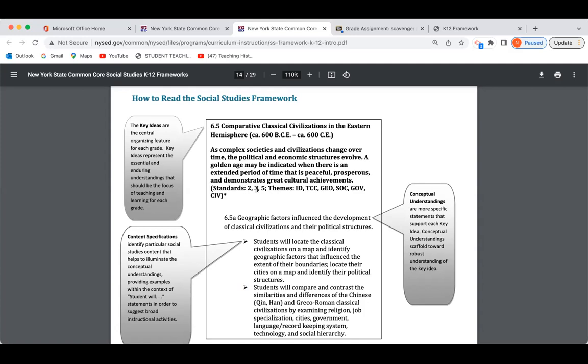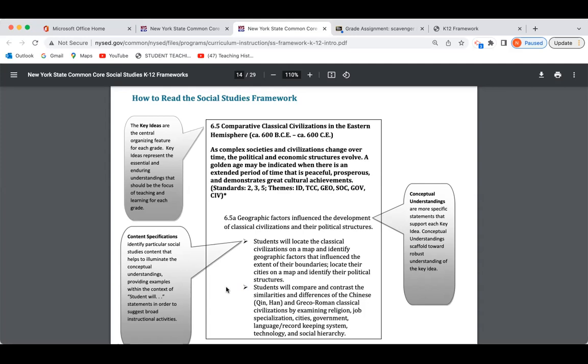And the old standards, which they transitioned to the K-12 framework in 2014. So they did make that transition. So some people might be more familiar with the old standards. From the key idea, we then have conceptual understandings. We see that as 6.5a, geographic factors influence the development of classical civilizations and their political structures.